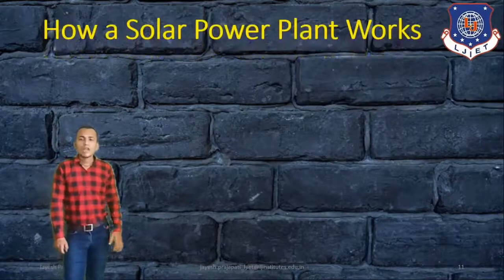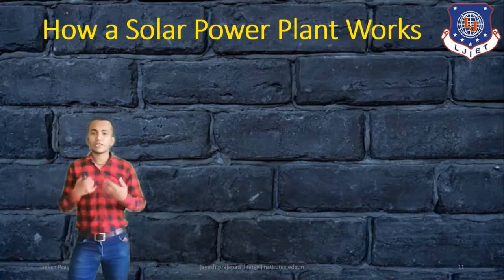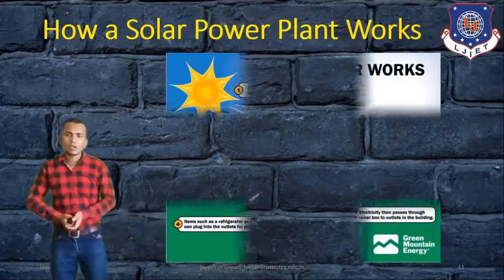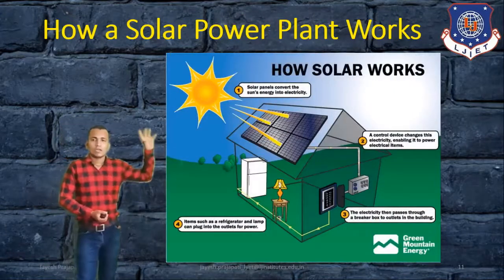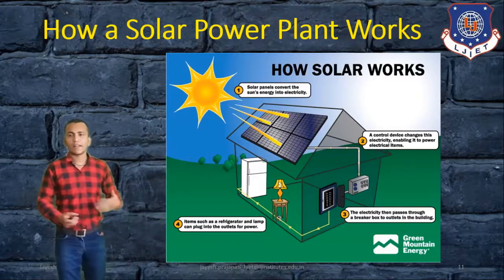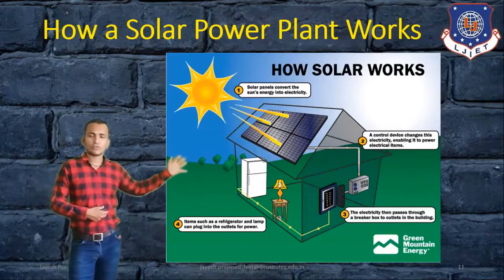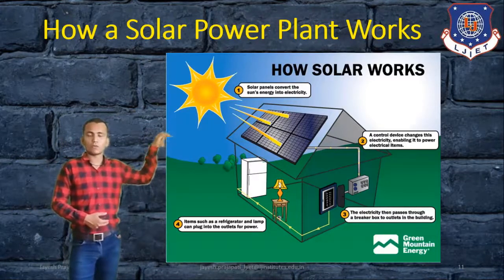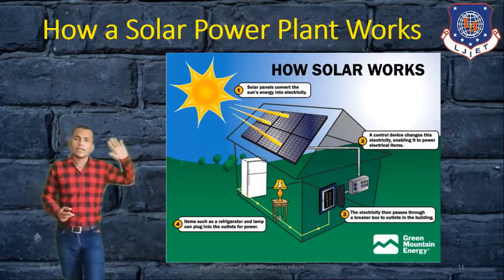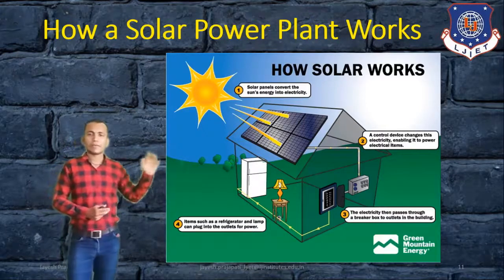Then how a solar plant basically works, how it can generate electric energy and how it can heat the water. Basically a solar plant collects solar energy. In this picture we have tried to explain how a solar plant exactly works. Here you can see one home, and on the roof of the home solar panels are mounted, and the solar rays fall on these solar panels.